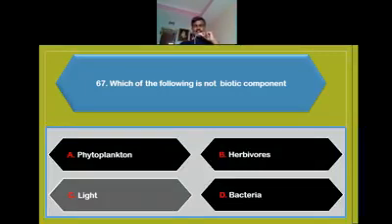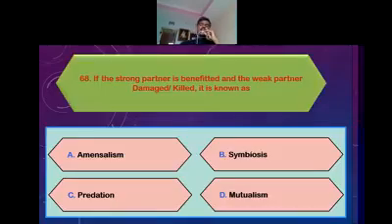It happens only in the prey and predator relationship. In that case, one is damaged or it is being killed, the other one is benefited. So the answer will be the predation. Predation is a type of interaction between the two organisms where one organism is benefited, other organism is damaged or it is killed. So that is the type of relationship.